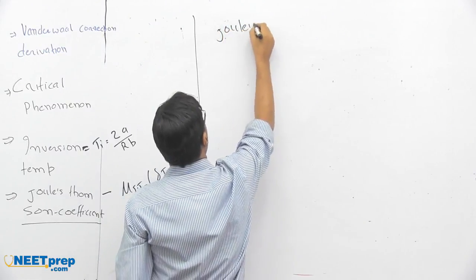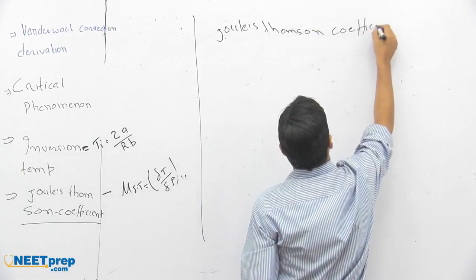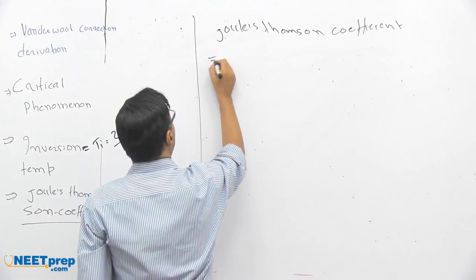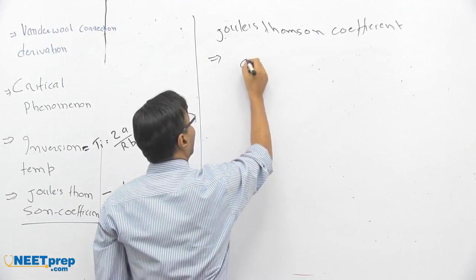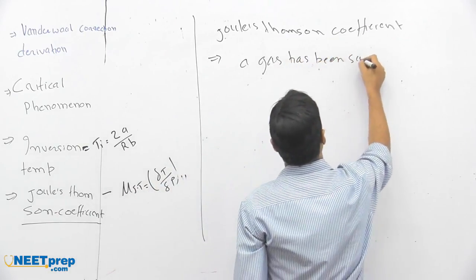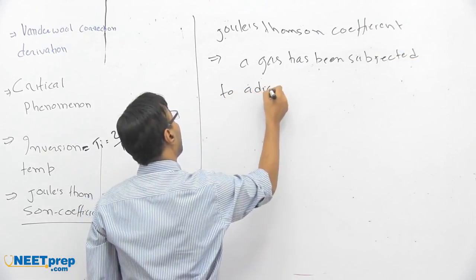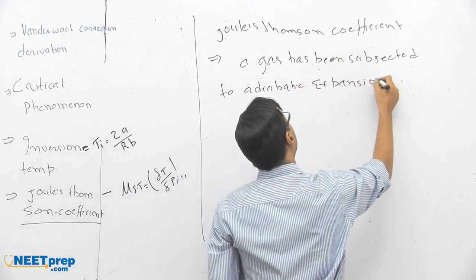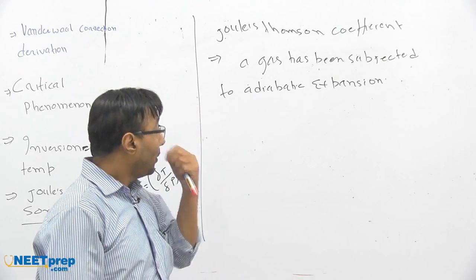Joule-Thomson coefficient. What is there in the background? A gas has been subjected to adiabatic expansion. So what will happen?